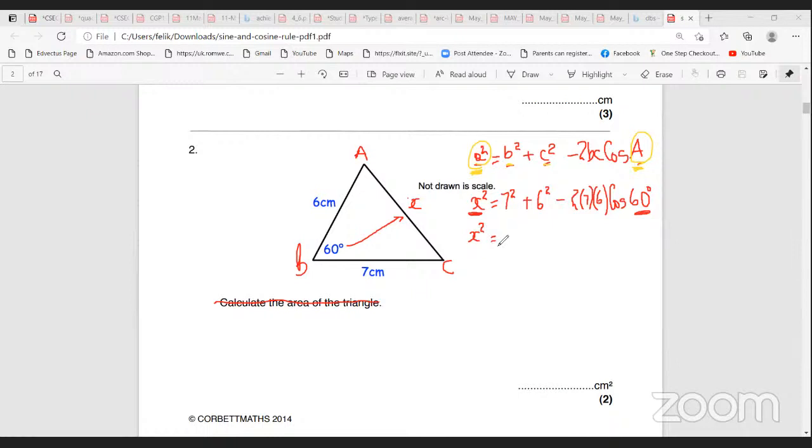What is 7 squared plus 6 squared? 85. Minus, what is 2 times 7 times 6 cos 60? 84, miss. Negative 84. Yeah, minus 84.